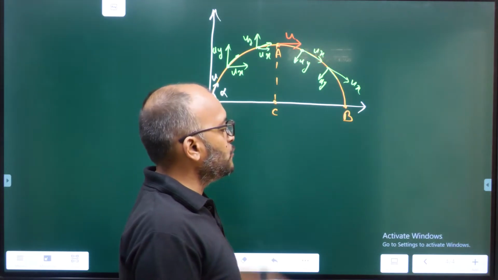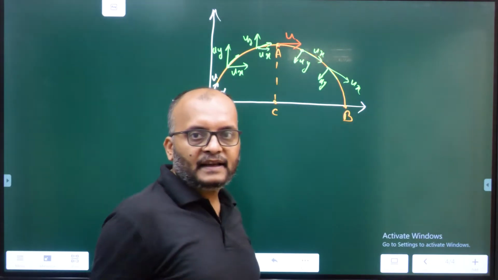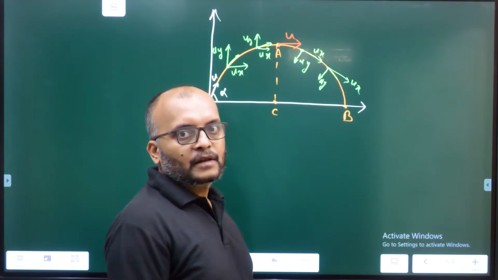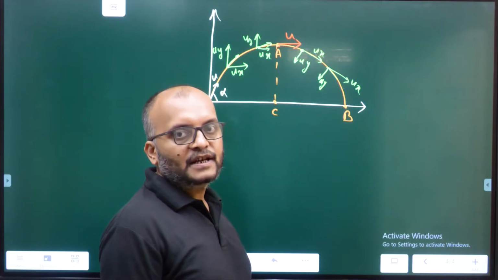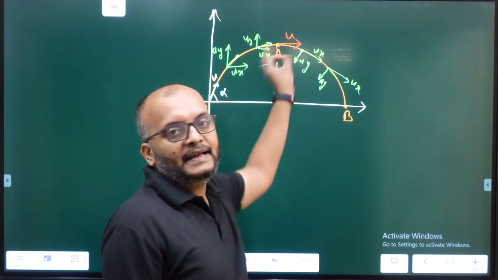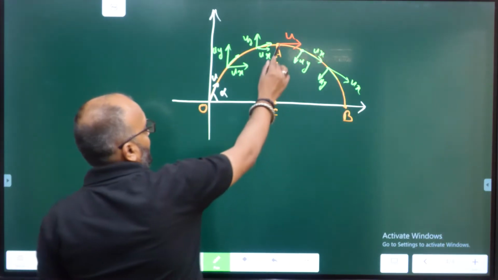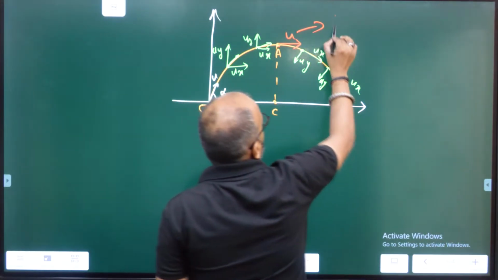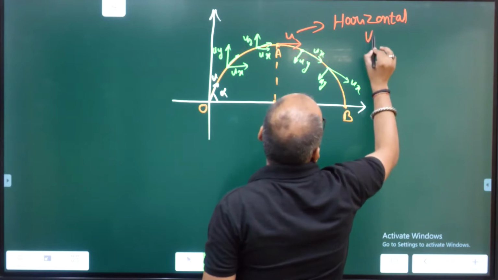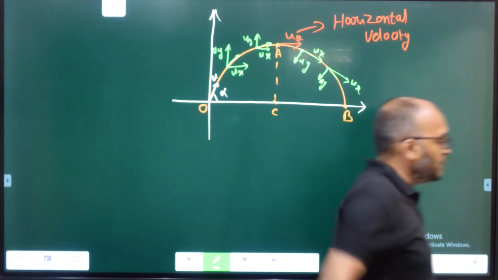So if it is parallel to x-axis, can you resolve it? Anything which is parallel to an axis, can you resolve that thing? It is not making an angle. What is resolution? Resolution is breaking into components. When something is not inclined, how can you resolve it? So at point A, U has only horizontal velocity. No vertical velocity is there. No vertical component. It is only horizontal.